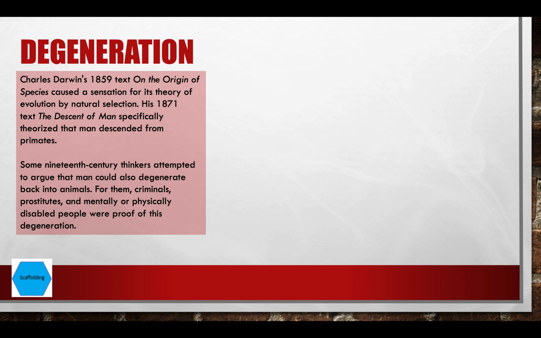Charles Darwin's 1859 text On the Origin of Species caused a sensation for its theory of evolution by natural selection. His 1871 text, The Descent of Man, specifically theorised that man descended from primates. Some 19th century thinkers attempted to argue that man could also degenerate back into animals. For them, criminals, prostitutes, and mentally or physically disabled people were proof of this degeneration.